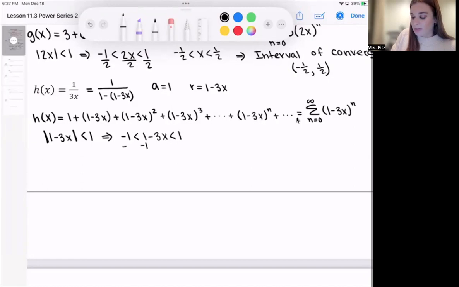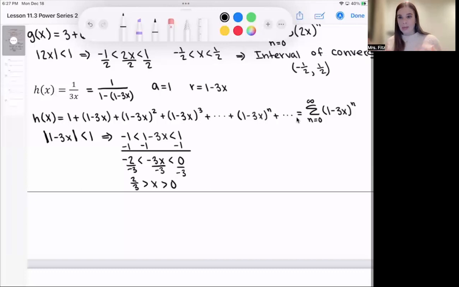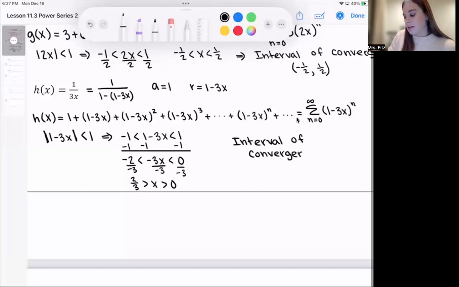We're going to subtract 1. We get -2 is less than -3x, which is less than 0. Divide by -3. Don't forget to flip those inequality signs. We get 2/3 is greater than x, which is greater than 0. So x needs to be between 0 and 2/3 in order for the geometric series to converge to 1 over 3x. So the interval of convergence is from 0 to 2/3.